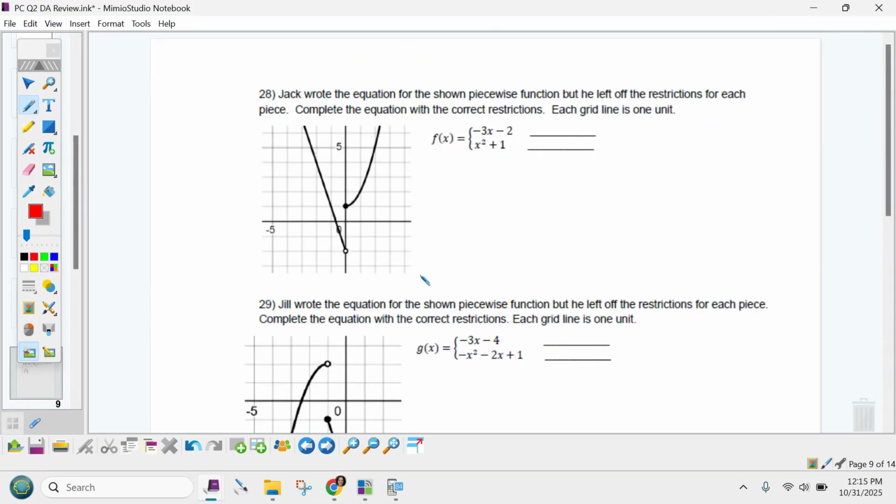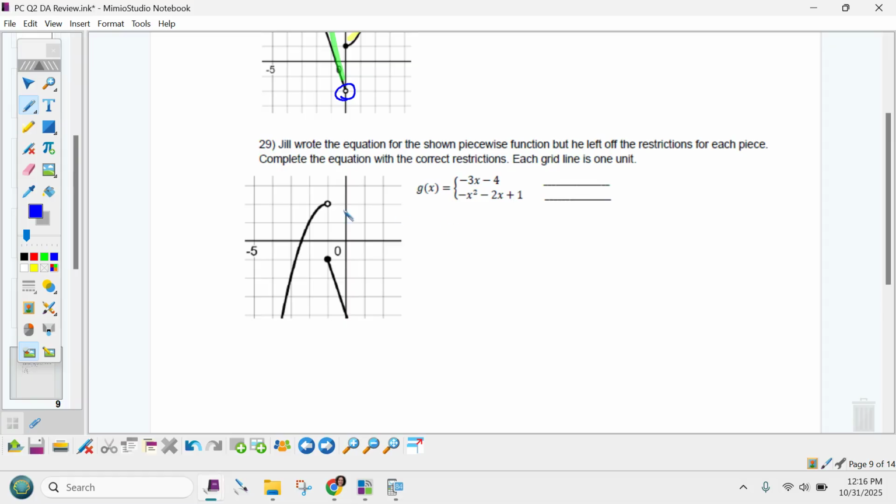All right. Jack wrote the equation for the piecewise function, but he left off the restrictions here. Complete the equation. All right. I see a line. So that's this piece, linear. And that part of the graph exists for every x less than 0. It's not equal because there's the open point at the y-intercept here. All right, the right piece, this looks like a part of a parabola, and that exists for every x greater than or equal to 0 because of the closed-in point.